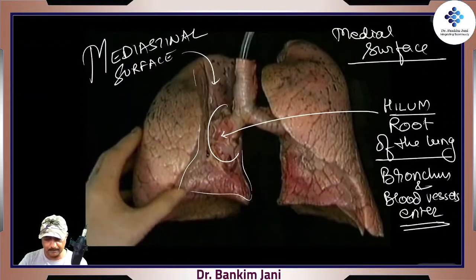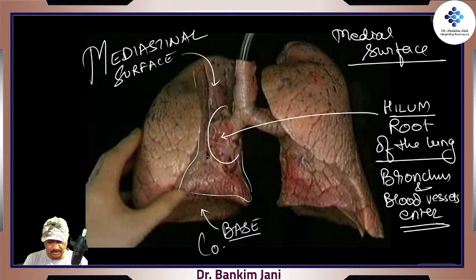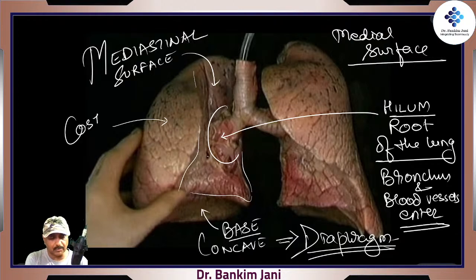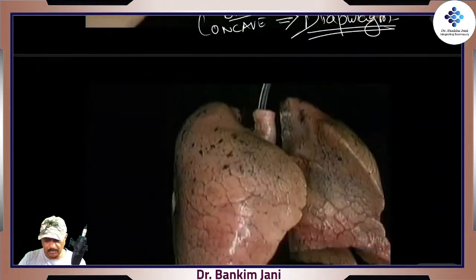Coming back to this, this is the mediastinal surface, because that's where the mediastinum is. Another surface over here is called the base. This base is concave. It has to be concave because over here it is in association with the dome of the diaphragm. Then there is only one surface left, and that is this outer surface, also called the costal surface. On this costal surface we'll see impressions of all the ribs, because that is what is in association with the thorax.